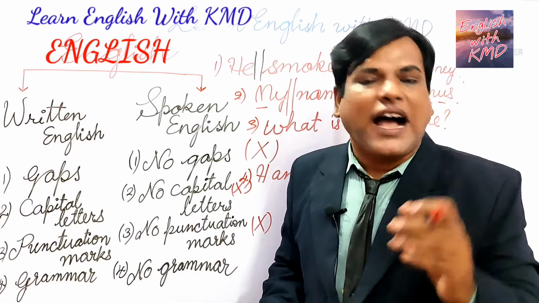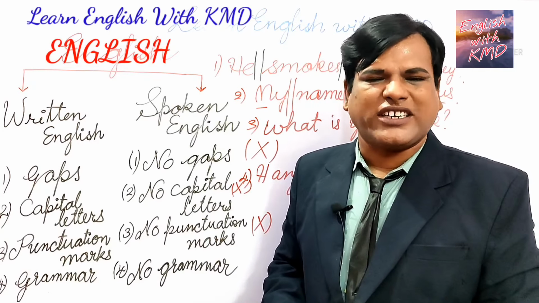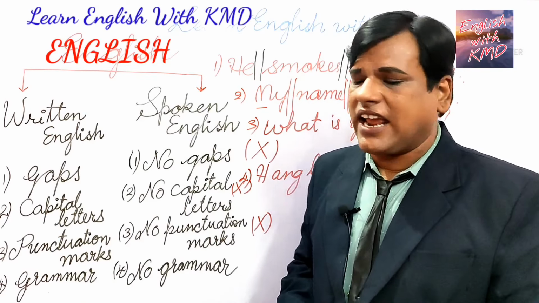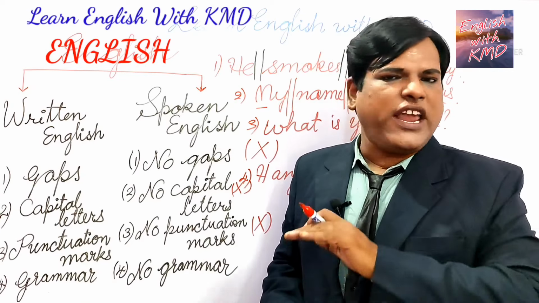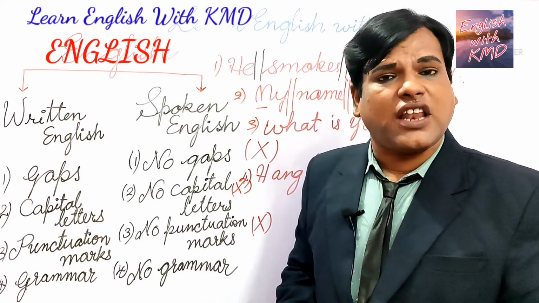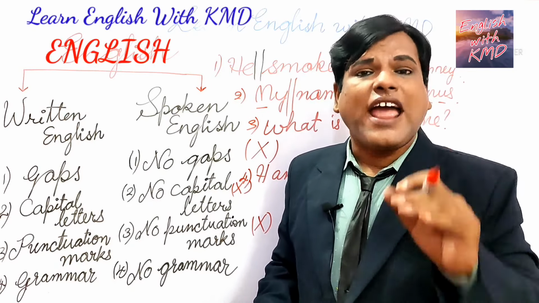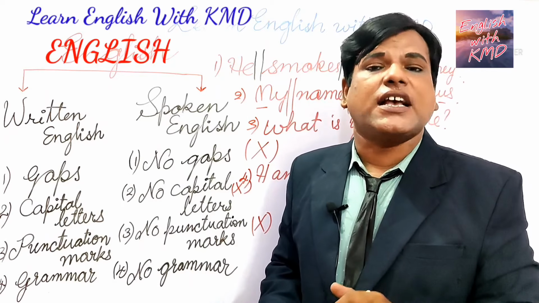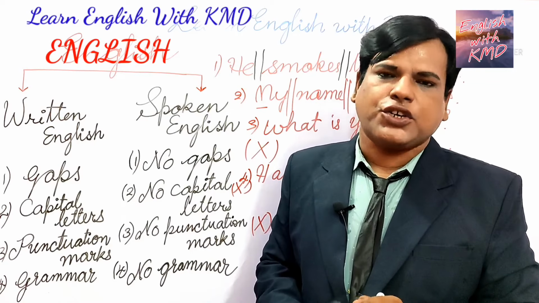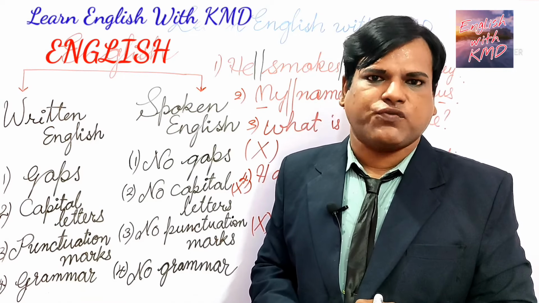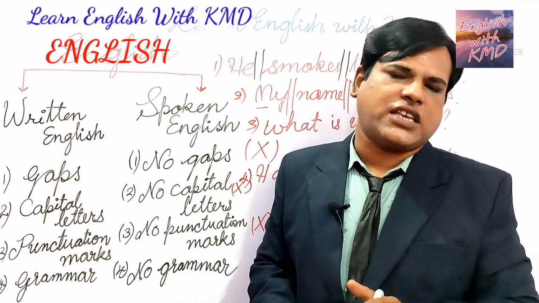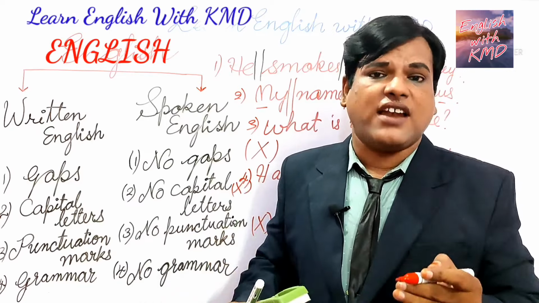Moving on to the next difference, punctuation marks. We use punctuation marks in written English. As I said a while ago, punctuation marks are the heart and soul of written English. But when it comes to spoken English, we never use punctuation marks. We never use any of them. Moving on to the last and final difference, that is grammar. Grammar plays an important role, a vital, a crucial role. But when it comes to spoken English, one can learn to speak fluent English without having knowledge of grammar. Just knowledge of basic English grammar is more than enough.